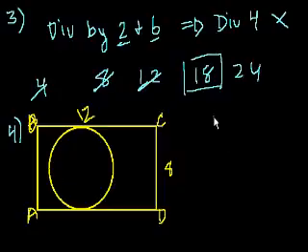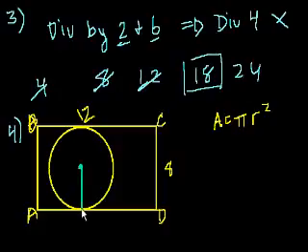Well, what's the formula for area of the circle? Area is equal to pi r squared, where r is the radius of the circle. So let's draw that radius. The radius of the circle is going to be this line right here. That's the radius, which is half the diameter. What's the diameter? Well, the diameter is this whole length. So the diameter is 8, right? So the radius is going to be half of 8. So we know the radius is 4.